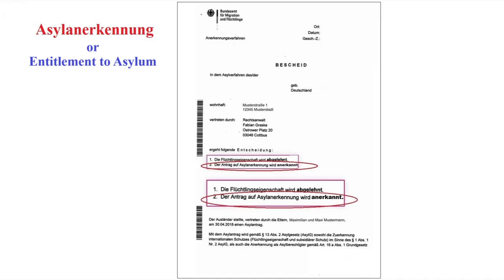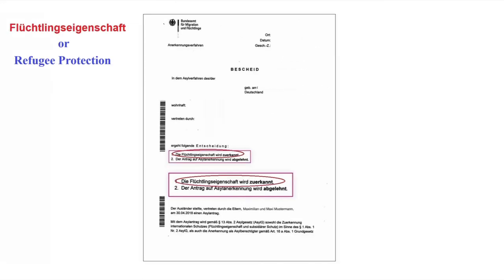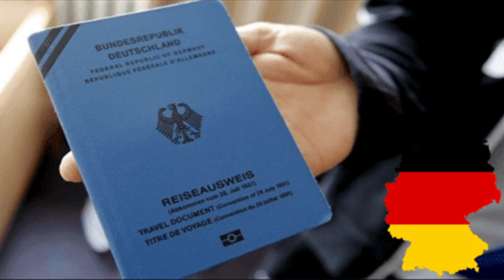If you have got an asylum protection or a refugee protection from the Federal Office for Migration and Refugees of Germany, you can also apply for the Blue Convention Passport of Germany with the application for a residence permit at the same time in your respective foreigner's office.